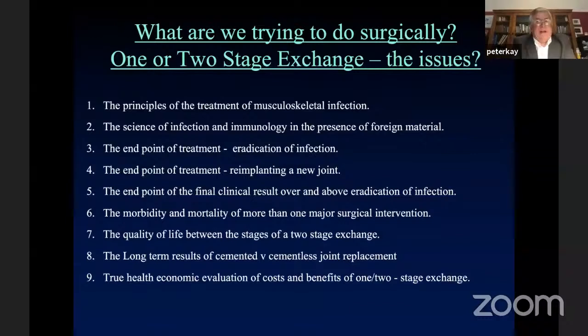But when we're talking about 1 and 2-stage revision, there is more than one endpoint to discuss. Sure, there's the endpoint of have we eradicated infection, but also there's the endpoint of have we actually been able to get a new joint replacement into the patient? And actually, what's the clinical result like? Because it's a very surgical approach to say we've got rid of the infection, but if the patient thinks it's absolutely rubbish, you've not really achieved a lot. And then, of course, we do need to consider the morbidity and the mortality of having maybe more than one major surgical intervention, and look at the quality of life in between the 2 stages of a 2-stage revision. What is it that you're having to manage during that time?